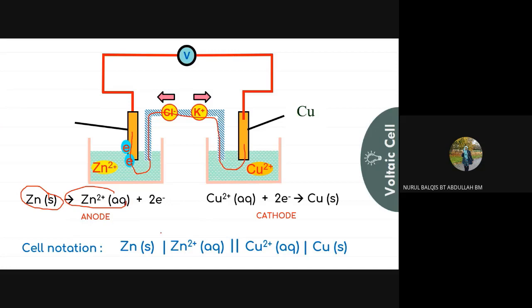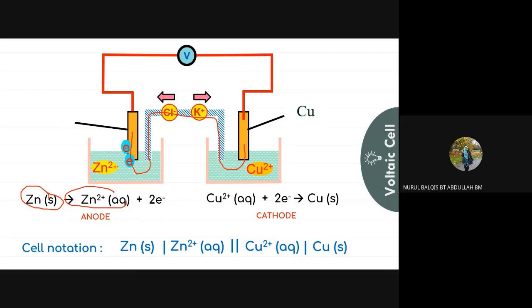Bila you ada zinc, bar zinc 2 plus, kita tahu this zinc and zinc 2 plus belong to anode. Bila kita ada this double bar, ini adalah salt bridge that connects the two electrolytes. And then bila kita dip the salt bridge into the electrolyte, kita akan jumpa the solution of Cu2 plus. And then kita akan close the reactions with Cu solid. Okay. Itu cara kita nak buat cell notation.